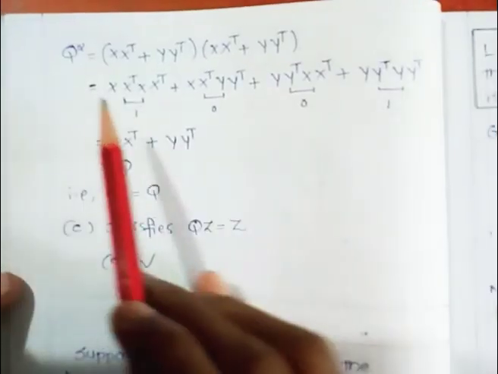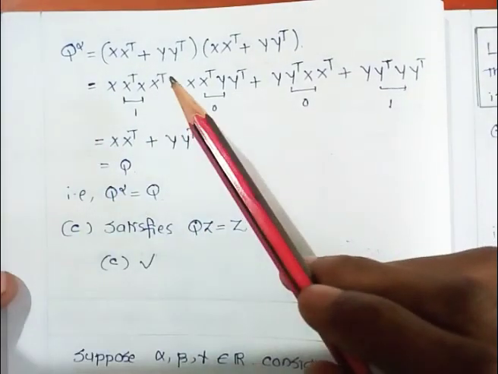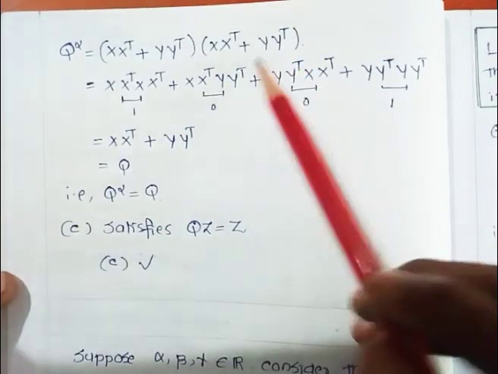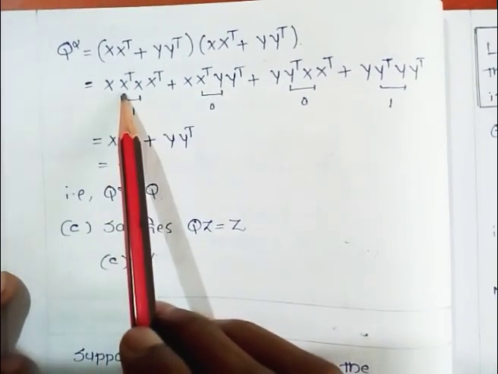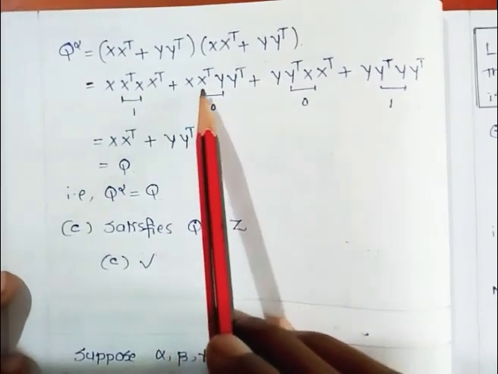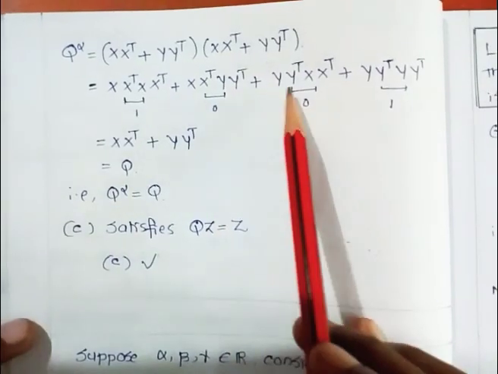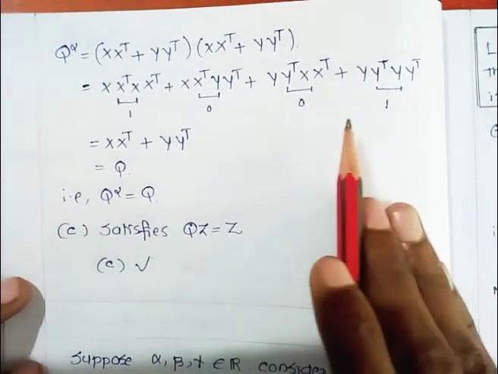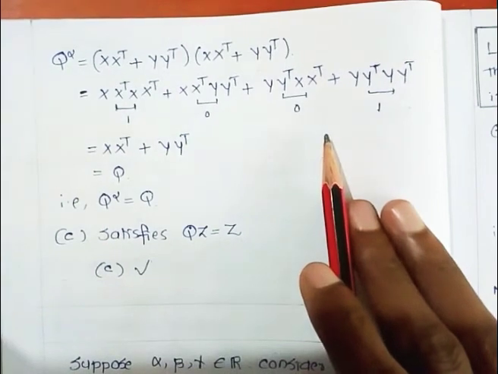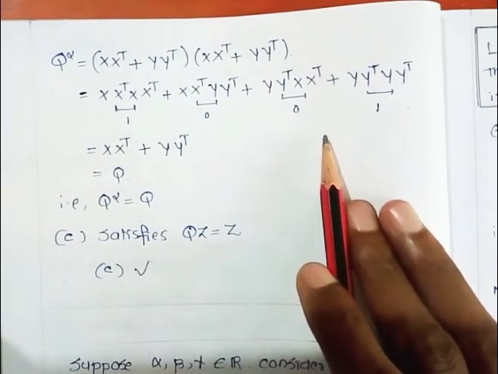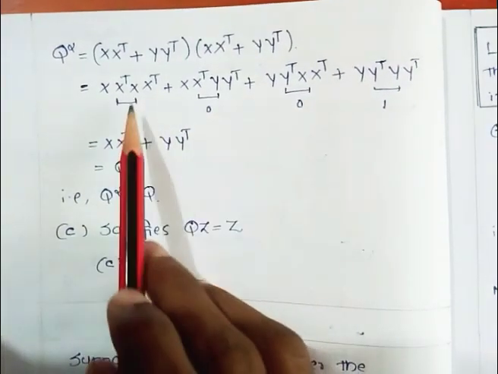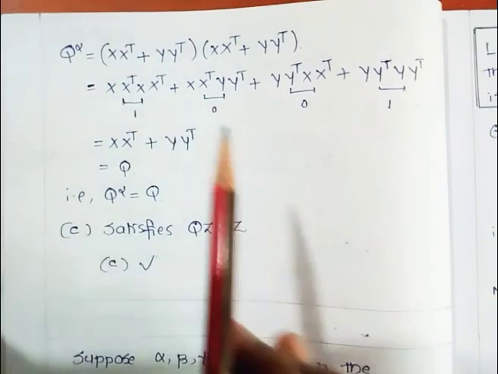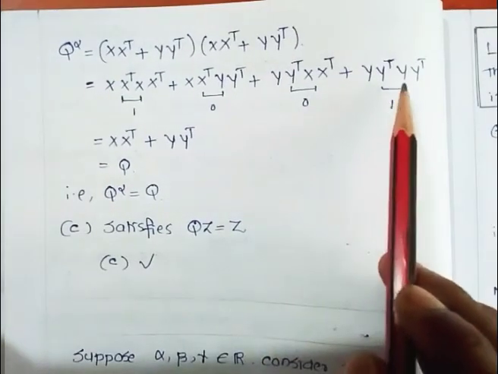Now we are computing Q square. Q square is equal to X transpose plus Y transpose into X transpose plus Y transpose. Opening the bracket, we get X transpose into X transpose plus X transpose into Y transpose, Y transpose X transpose, Y transpose Y transpose. And we also know that our given matrix M is equal to XYZ is an orthogonal matrix. So columns of M must be orthonormal. Therefore we have X transpose X is equal to 1 and X transpose Y is equal to 0 and Y transpose X is equal to 0 and Y transpose Y is equal to 1.